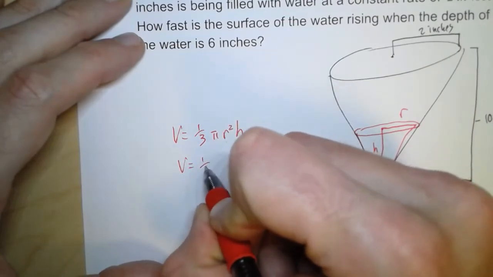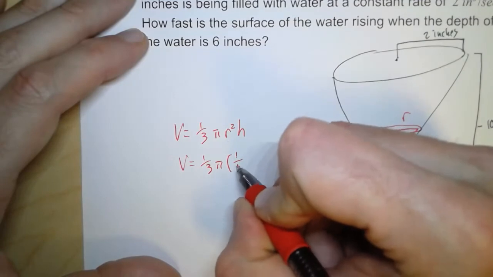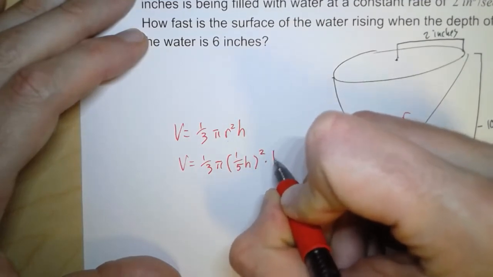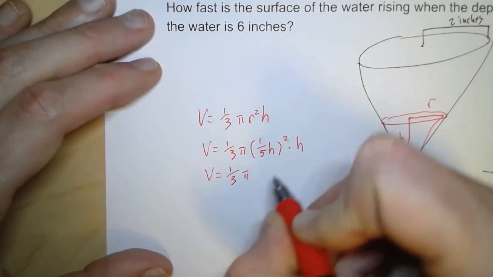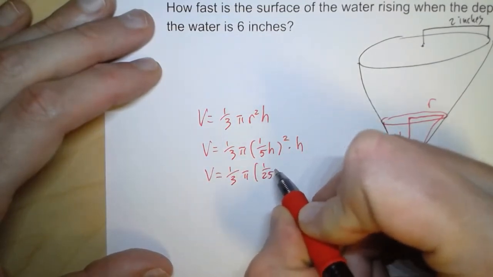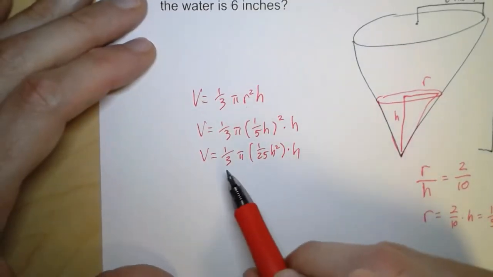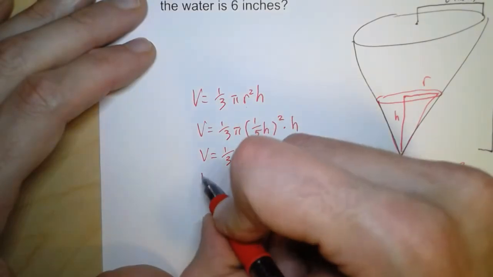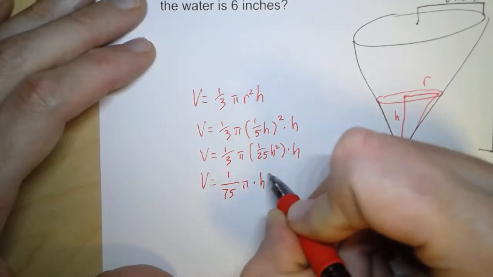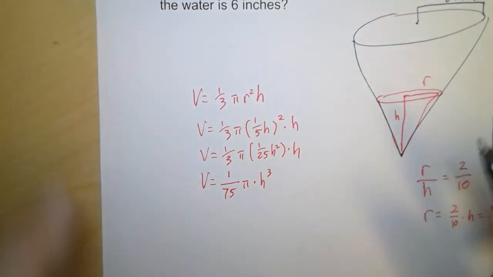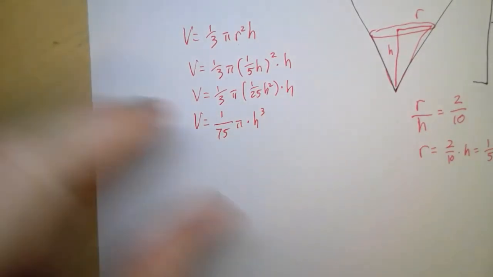So volume equals 1/3 pi. Now remember, r is being squared, so that means this whole quantity, 1/5 h, is also being squared. A lot of people forget to do that. And so when we square it, we get 1/25 h squared times h. Now we can combine these coefficients. So we have 1/75 pi times h cubed. And so now we have a volume formula with just one other variable on the right-hand side.